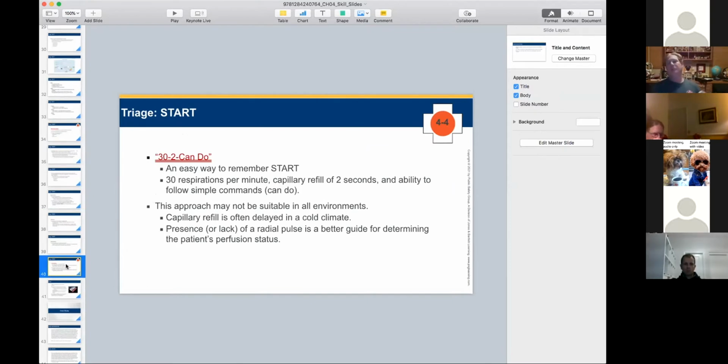This is the best one. This is what we use. This is what we reinforce. It's an easy way to remember. START. First things are respirations, 30 a minute. If their respirations are greater than 30 a minute, they're compromised somehow. They need to be, boom, immediate, okay? Capillary refill, 2 seconds or longer, or you can't feel a radial pulse, but they open up their eyes and show expressions, okay? That's immediate.